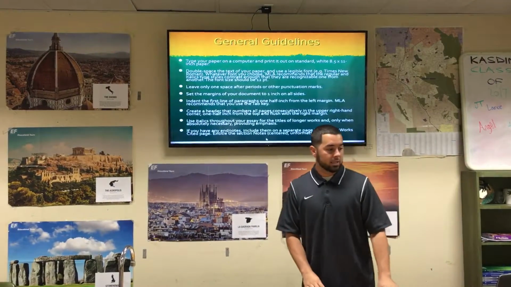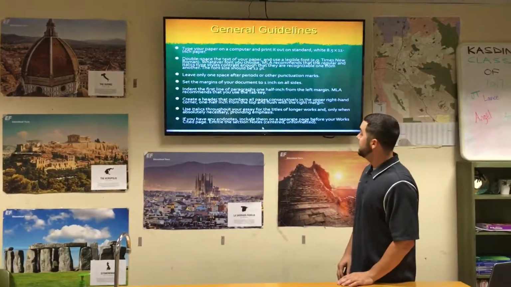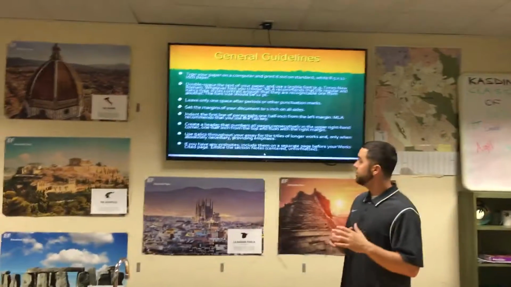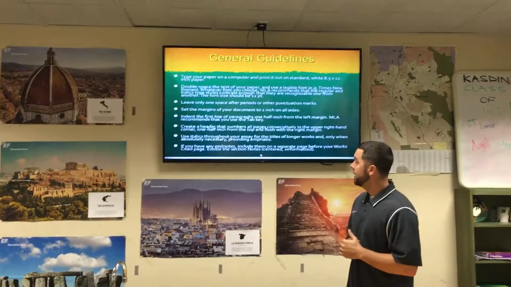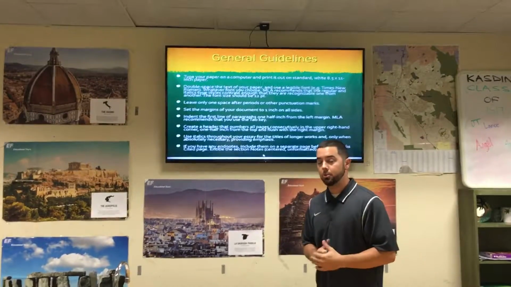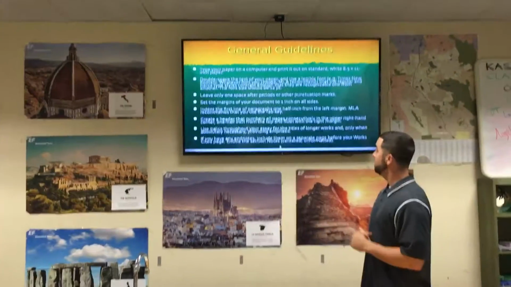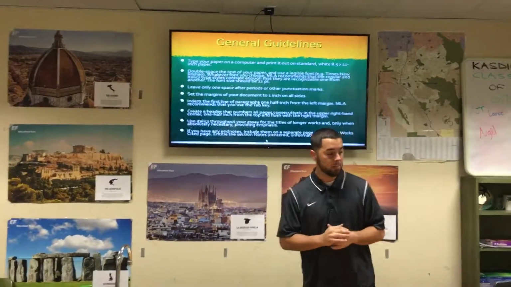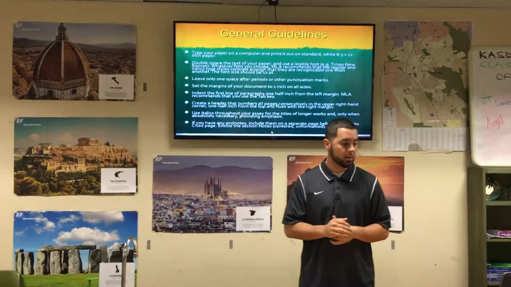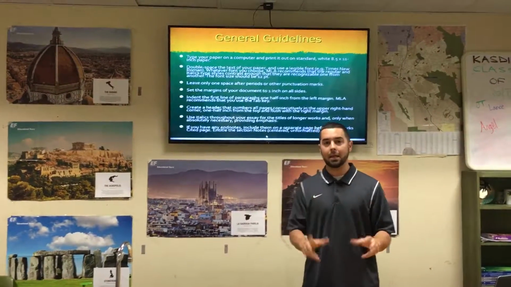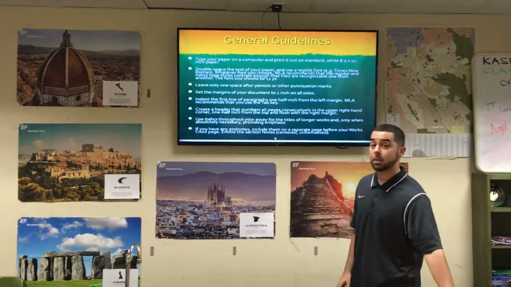Some general guidelines for your paper. Type your paper on a computer and print it out on a standard piece of paper. Double space your text. Leave only one space after periods. You guys can all take notes on this. These are basically the requirements for the paper. Set your margins of your document to 1 inch on all sides. Indent the first line of paragraphs 1/2 inch from the left margin. Just all the guidelines for grammar and punctuation, and you guys can copy this down later.